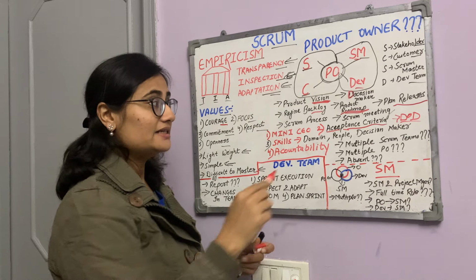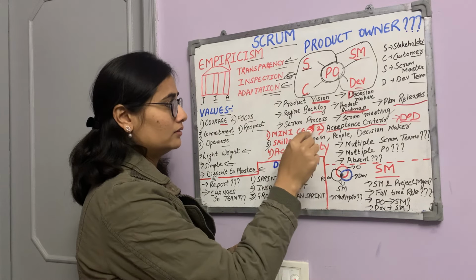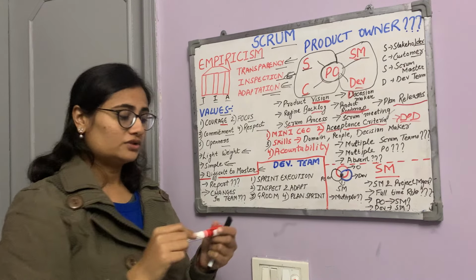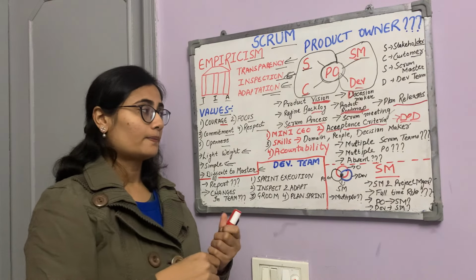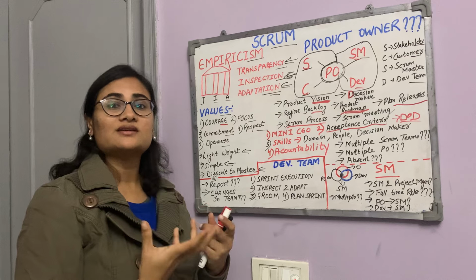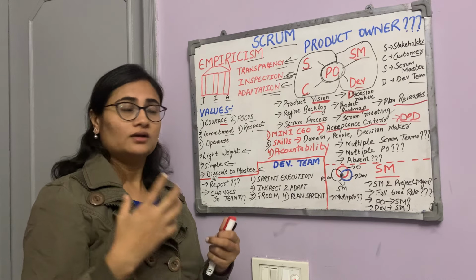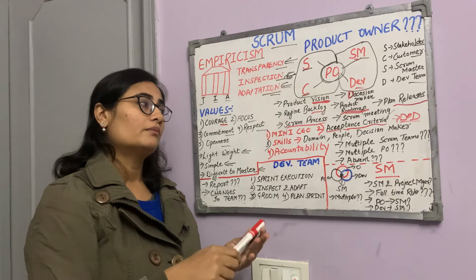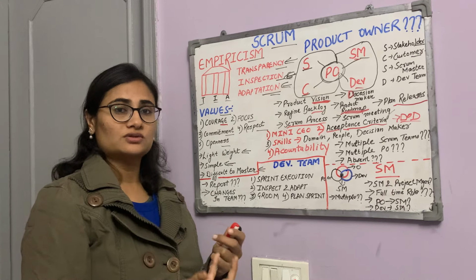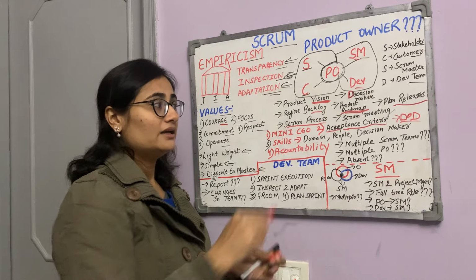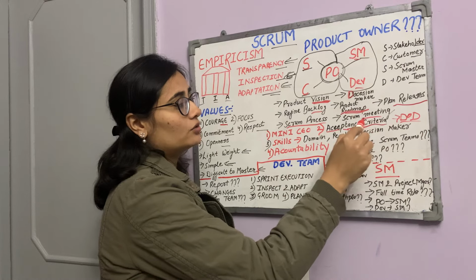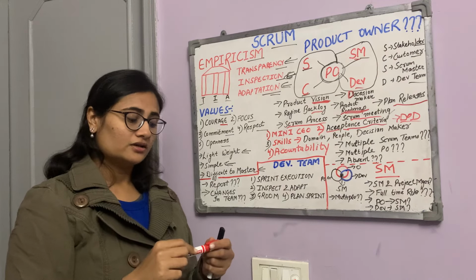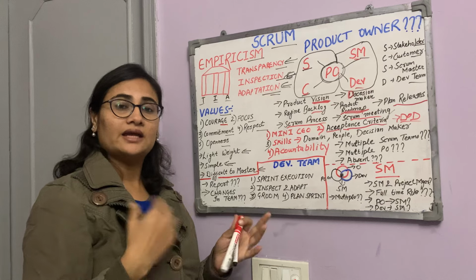Then he is the one who is ensuring that all the Scrum processes are also followed. The primary responsibility lies with the Scrum Master, but the product owner also looks after this. Then he is the one who participates in all the Scrum meetings. So we are going to discuss this in our next video.